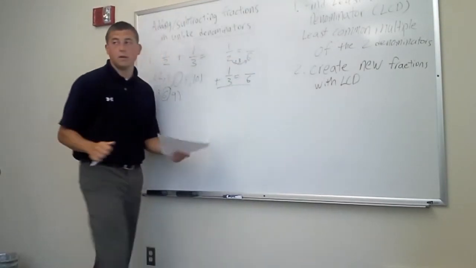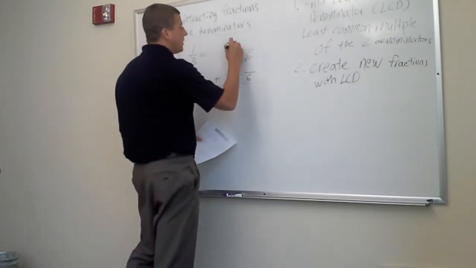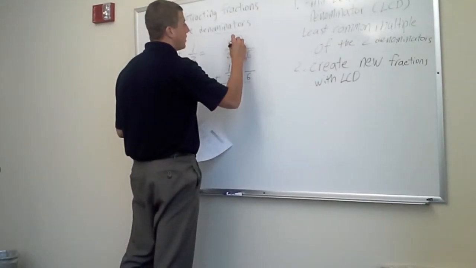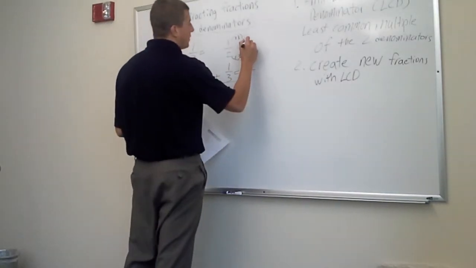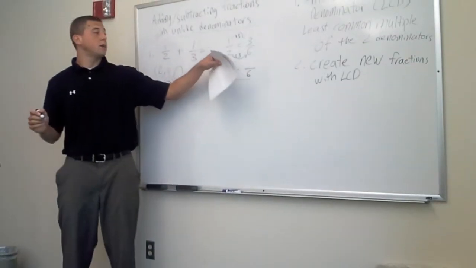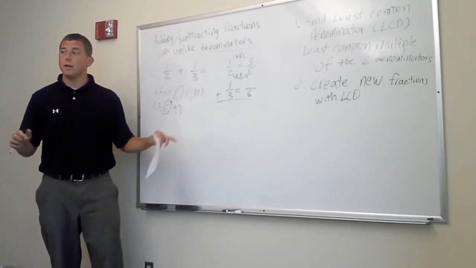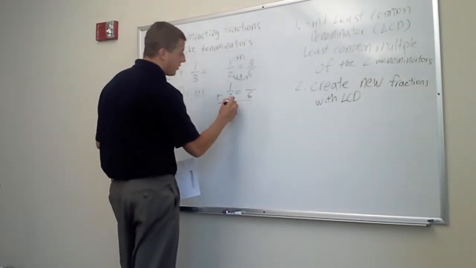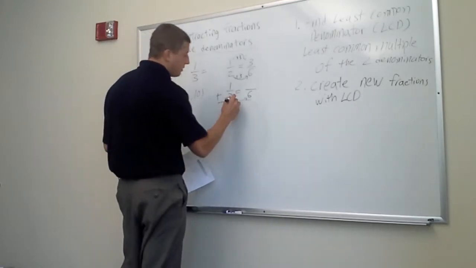So now, as you guys know, whatever you do to the denominator of a fraction, you have to do to the numerator. So we're going to do the same thing up here. Now, 1 times 3 is what? 3. Good. So we know that we converted 1/2 to 3/6. So we have to do the same thing down here to 1/3. So what do we have to multiply 3 by to get to 6? 2, right?